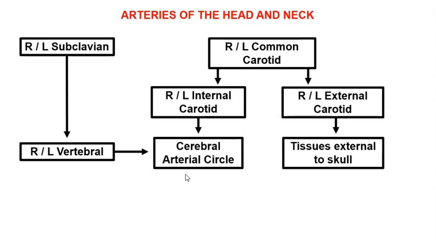We also see that the right and left common carotid arteries branch and form the right and left internal carotid arteries, which also feed blood into the cerebral arterial circle as well as the brain. On the exterior of the skull, we have the right and left external carotid arteries, which will deliver blood to the skin, the muscles, and the connective tissues that are external to the skull.